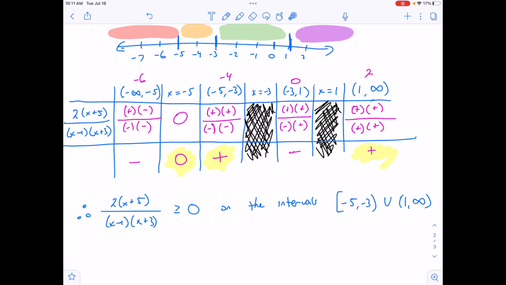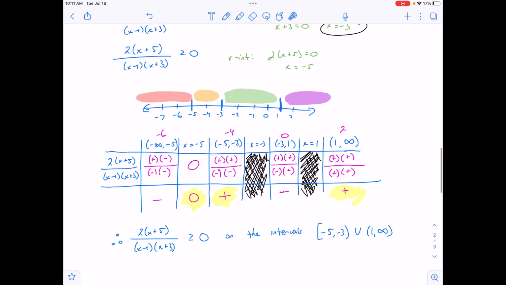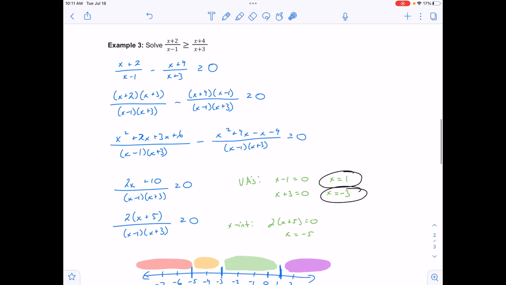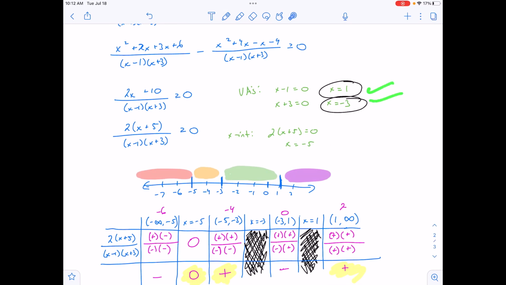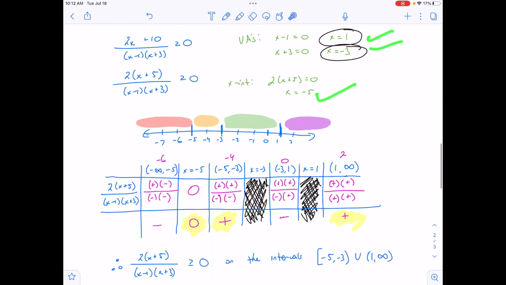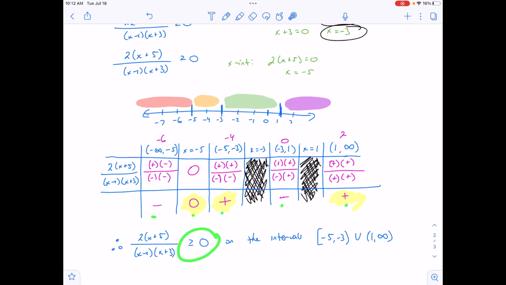Okay? So to recap, we rearranged our equation if we needed to. We found our vertical asymptotes and our x-intercept. We set up a number line to identify the intervals we needed to test against. And then we followed what we knew from polynomial equations in terms of picking a number, testing them against the equation, and then determining the results according to what the original question was asking, and then concluded with a therefore statement.